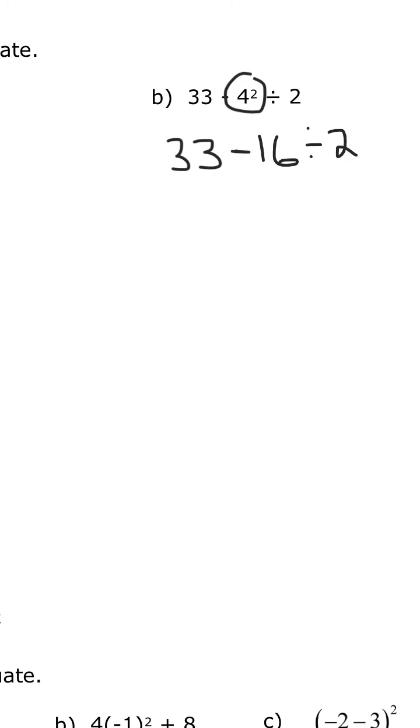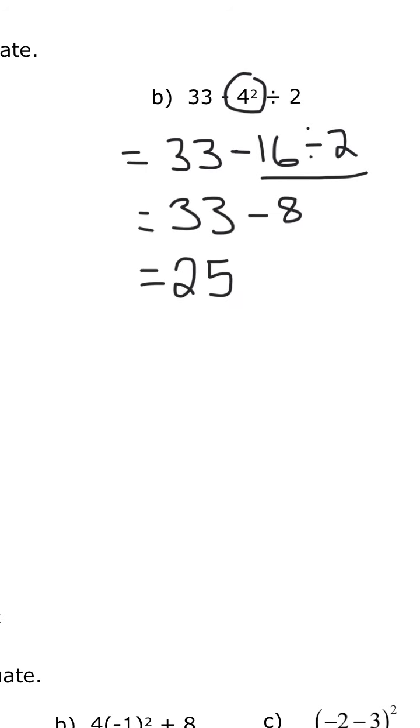Now you have to think of what comes next, division, multiplication, or adding, subtraction. Well, division and multiplication comes next, so we would work with this part of the equation next. Okay, so negative 16 divided by 2 gives us negative 8. Okay, and our final answer is 33 subtract 8, giving us a value of 25.